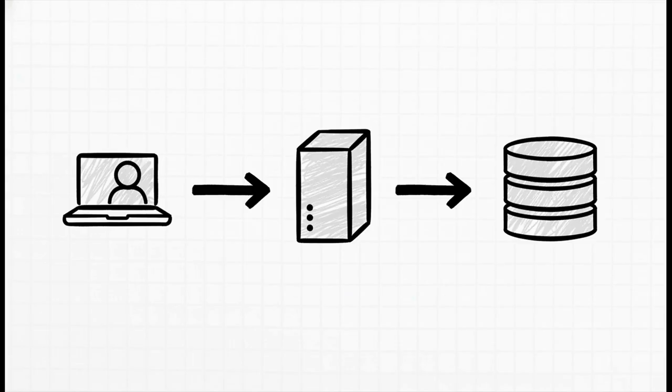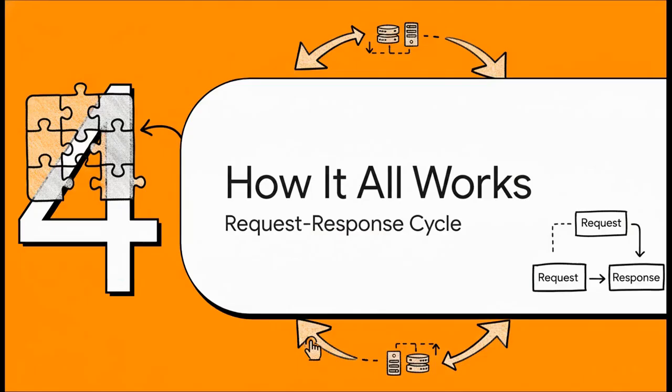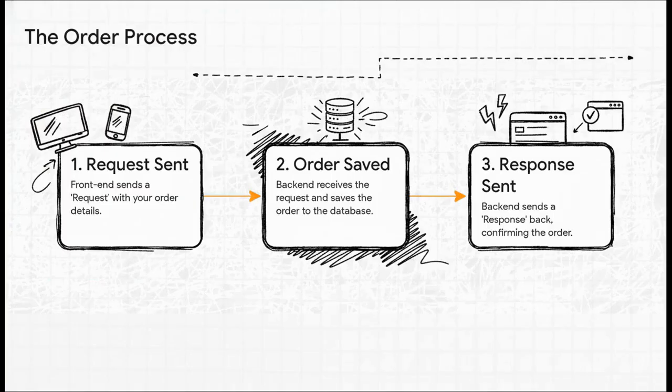So, we have all our building blocks. We have the client, the server, and the database. But how do they actually talk to each other to get something done, like placing an order? Well, it all happens in what's called a request-response cycle. Let's walk through it. It's really just a simple three-step dance.